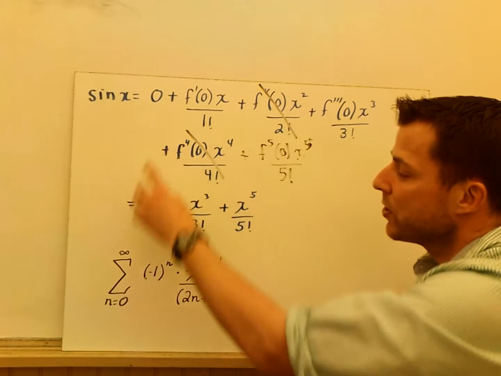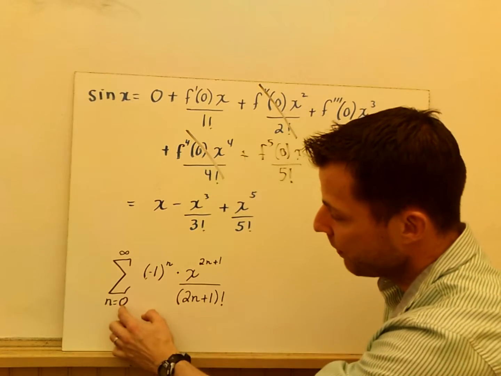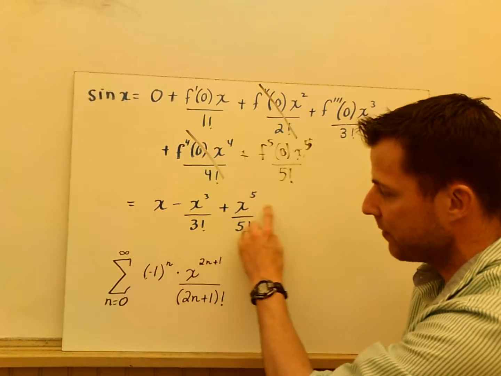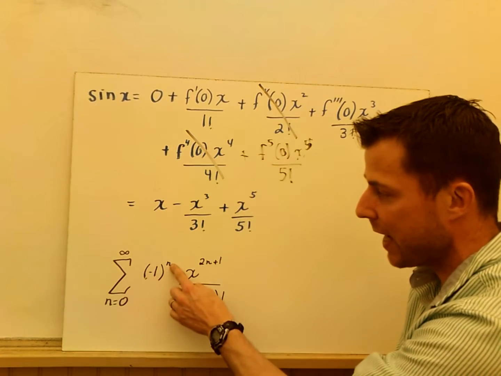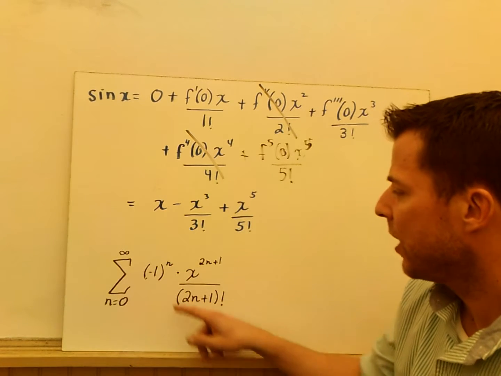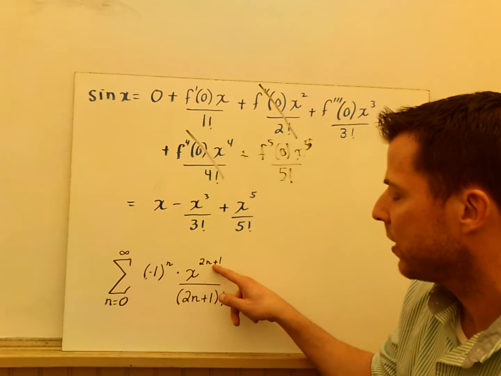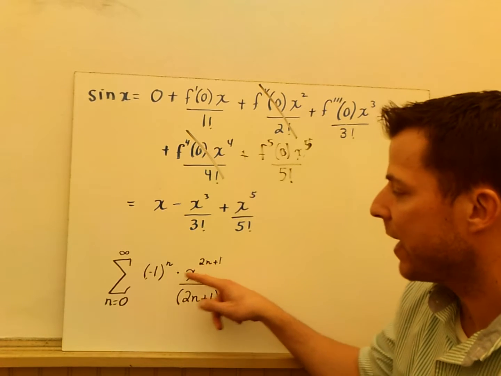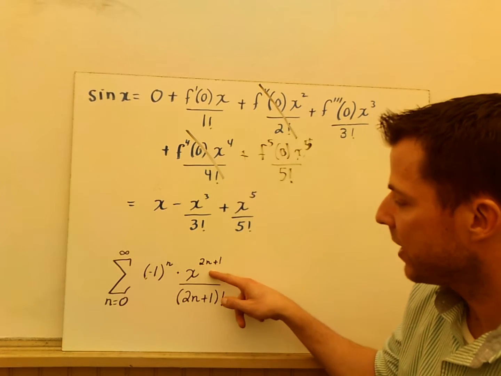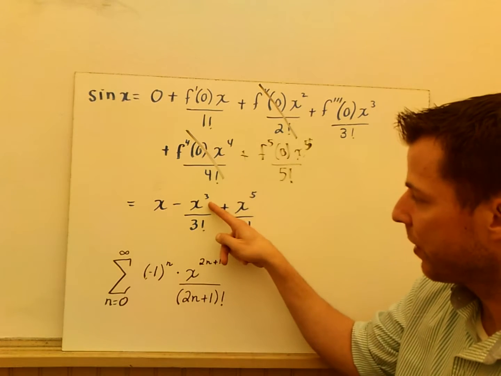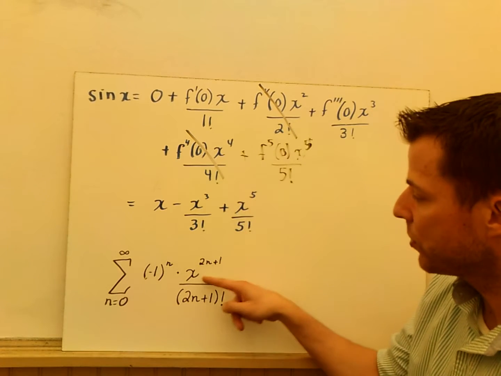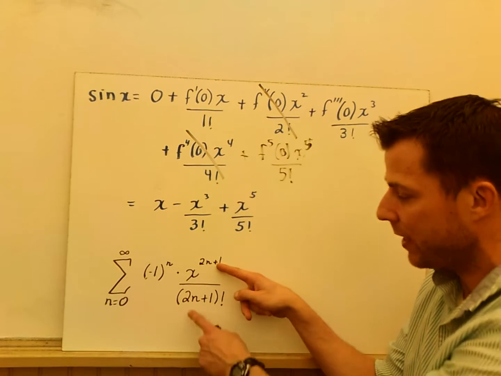Okay, so when we write the sum, it's going to be from 0 to infinity. Every other term is negative, right? Positive, negative, positive. Next one would be negative, so we have negative 1 to the n. Okay, and so to get this, if we think of x to the 0 power, if n is 0, we'd get 1 here, and we'd get x here, and that's what we have. If we wanted 3, we'd have to plug in 1. Okay, so it's off by 2, so we get x to the 2n plus 1.